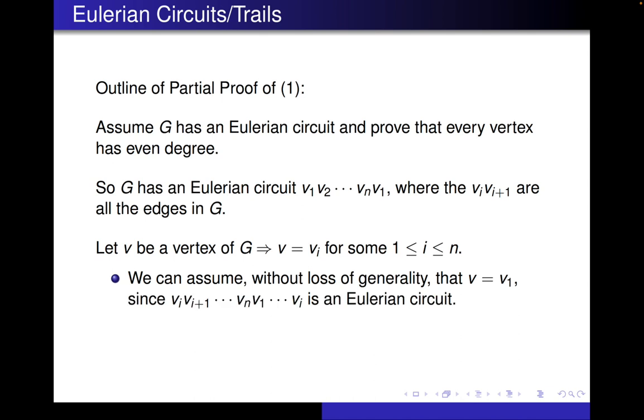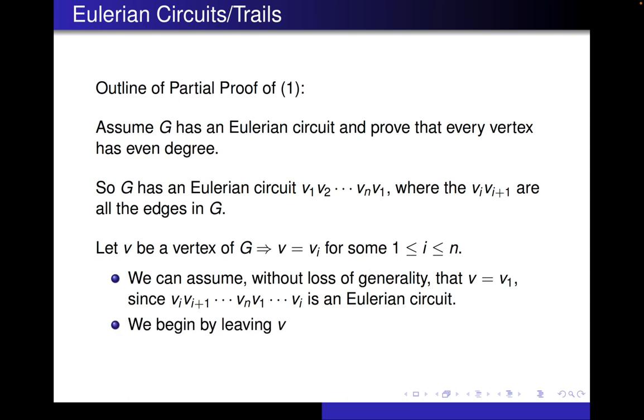We can start at Vi, go to Vi plus 1, all the way up to Vn. We can go right back to V1 because that's the beginning of our original Eulerian circuit, and then go all the way out to Vi, and that gives us an Eulerian circuit. So since we can start at any vertex for an Eulerian circuit, we can say without any loss of generality that V is actually equal to V1.